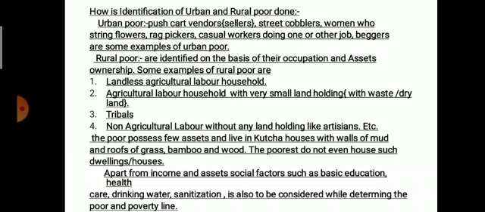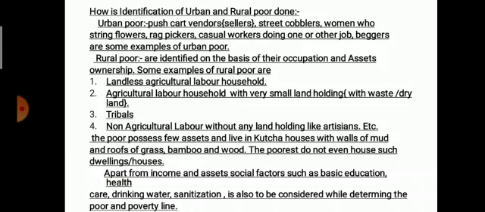Then the fourth one, non-agricultural labor without any land holding. Non-agricultural labor means he may not be working on anybody's farm and he does not have any land either. He may be an artisan. Artisan means one who is doing wooden carpenter work or pottery work, or some agarbatti work. He is also called rural poor, non-agricultural labor without any land holding, like artisans.